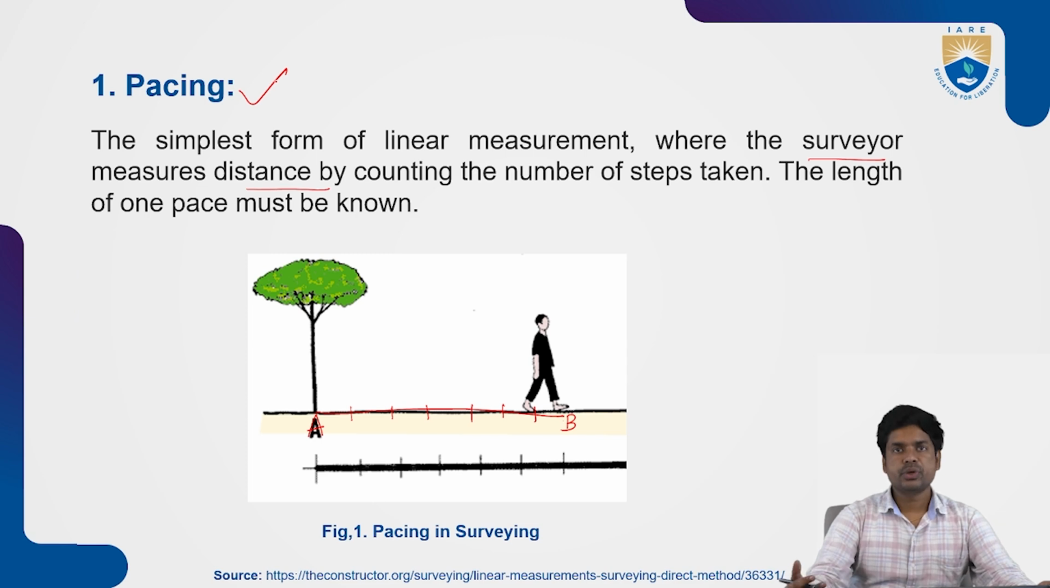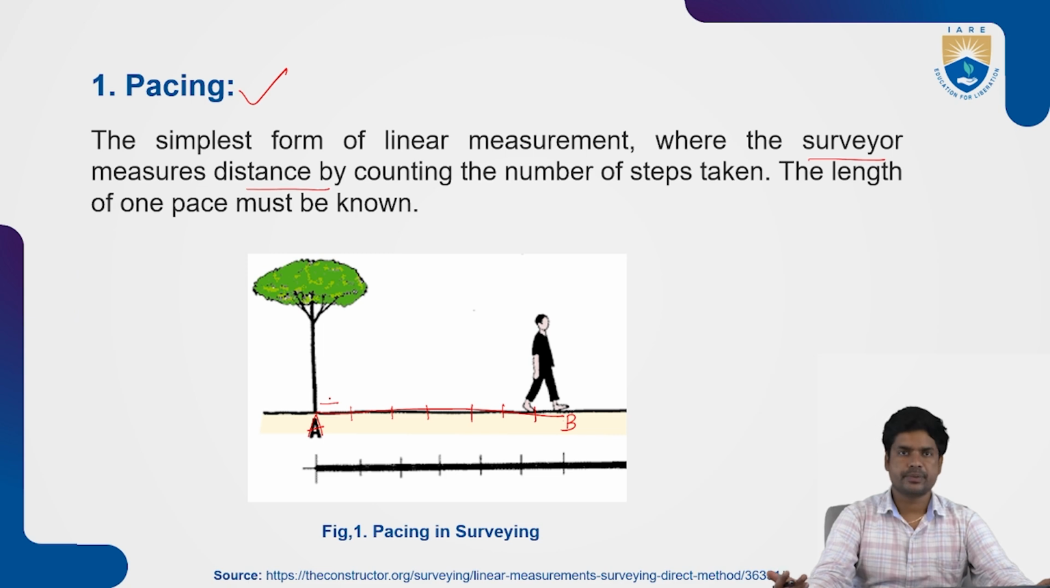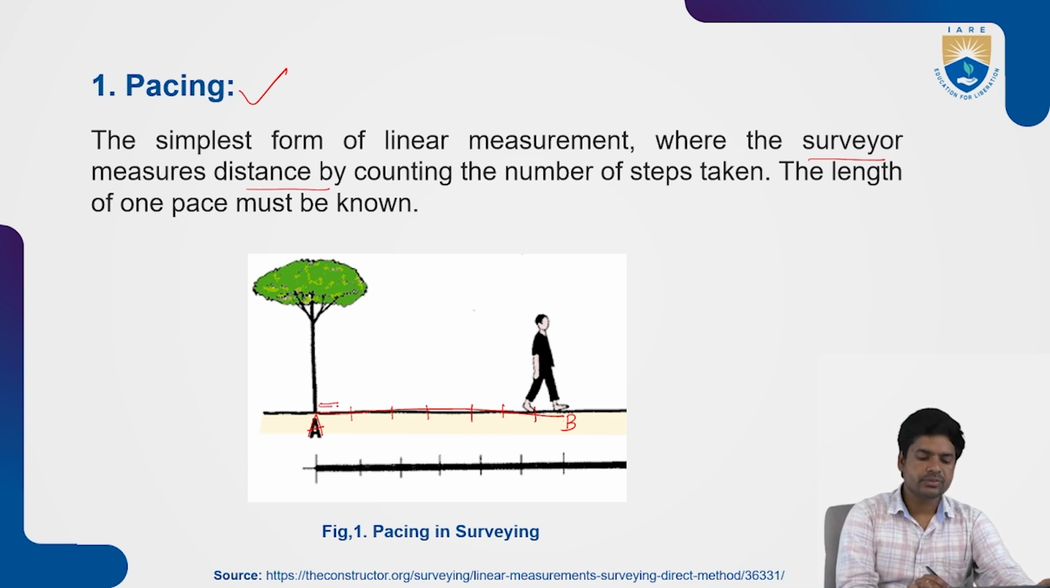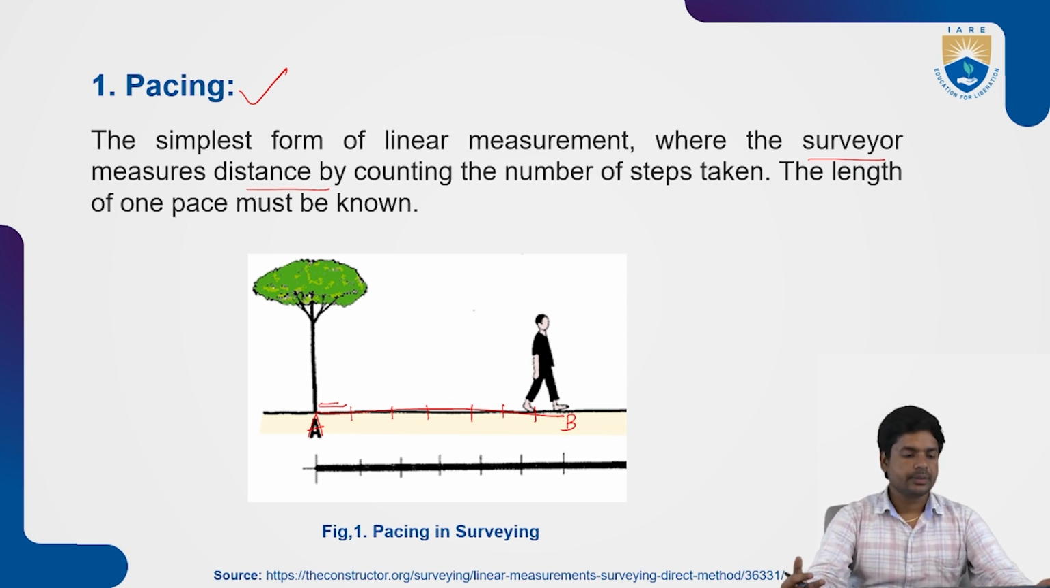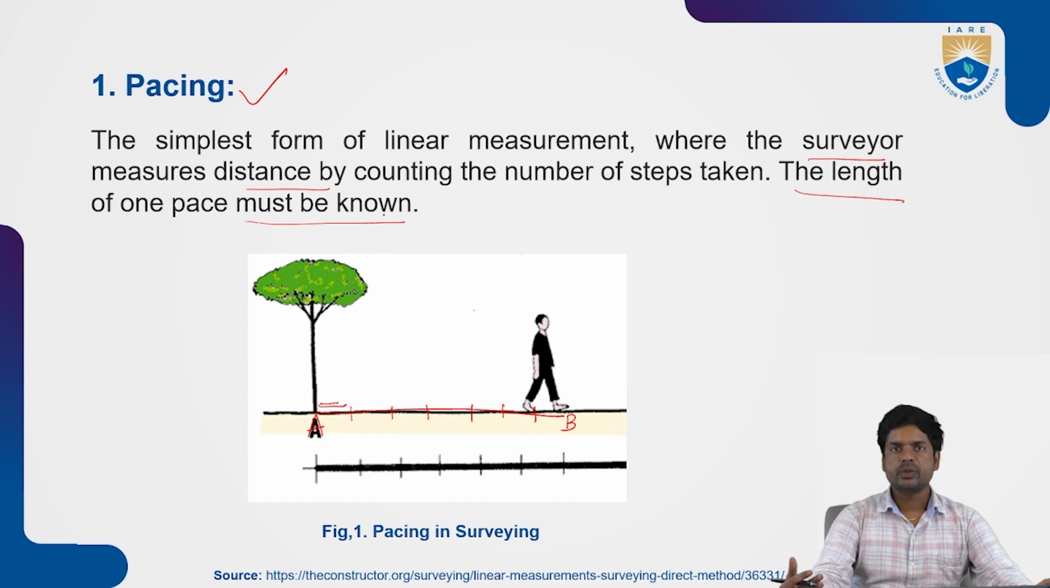Before doing the pacing, we have to know the average length of each step, or each pace. If you know the average length of each pace, then you can count the number of paces by walking along that length, and this is called linear measurement by pacing. The length of one pace must be known. So before starting your surveying by pacing, you have to know the average length of the step or pace.